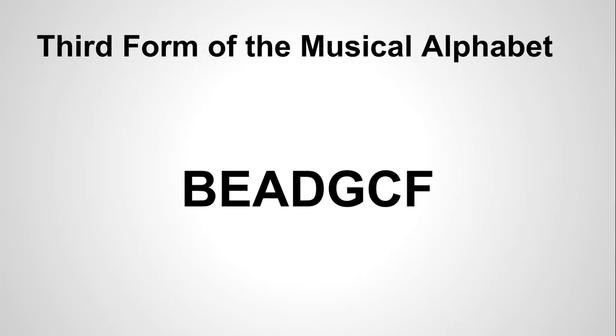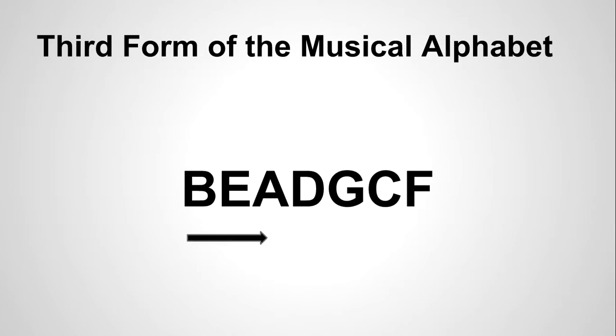So here we go. The third form of the musical alphabet. From our previous lessons, we might recall that form was BEAD GCF. To memorize it, you might see the word bead in there, B-E-A-D, and some folks say greatest common factor, and if you remember that's what it is from left to right, that's how you can memorize it. So how do we apply it to key signatures?